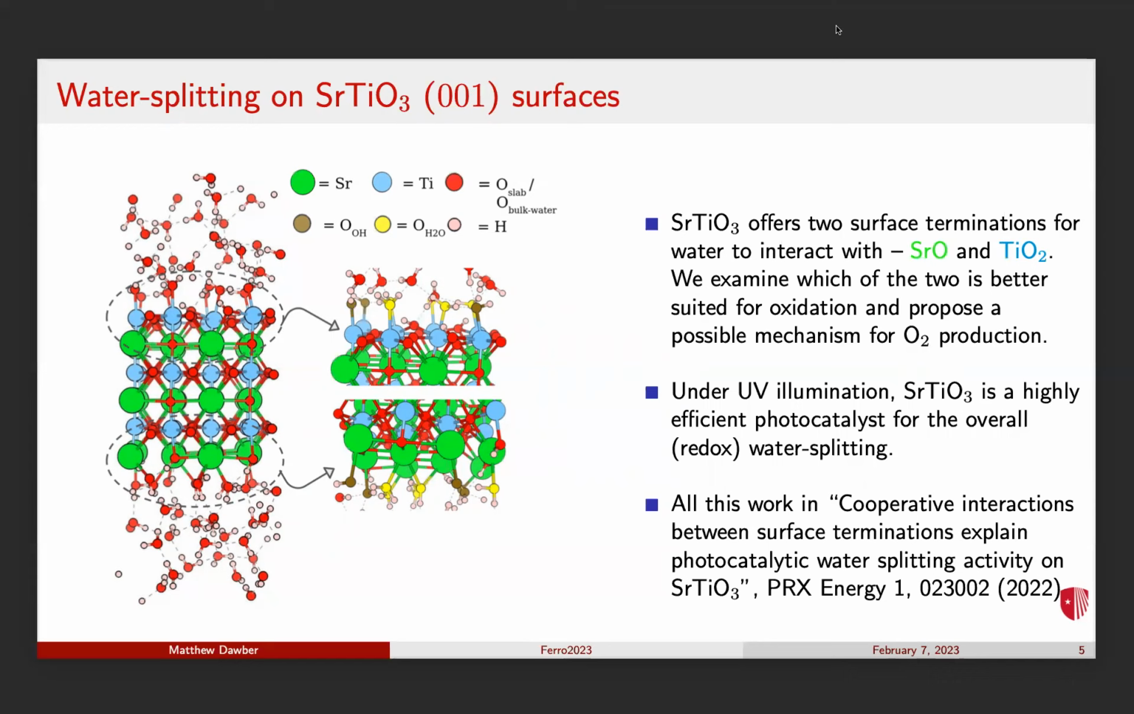Okay, so here's our strontium titanate. There's two different surface terminations we can look at, strontium oxide and titanium dioxide. And we're looking at which one of these two is better suited for this oxidation, to propose a possible mechanism for the oxygen production. So we know experimentally that it works in general. If you take strontium titanate and put it under UV illumination, it'll be a pretty good photocatalyst.